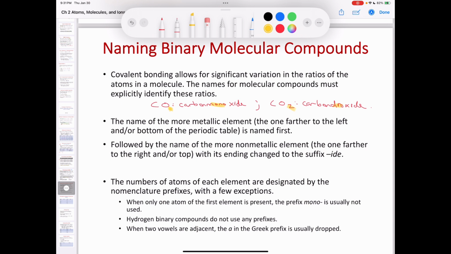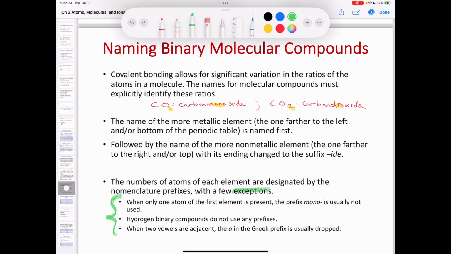So the number of atoms of each element are designated by the nomenclature prefixes with a few exceptions, right? Students maybe don't love exceptions all that much, but you have to know a few of them, okay? And it says that when only 1 atom of the first element is present, you just leave the prefix mono out of it. And both of these examples illustrate that. We don't call this monocarbon monoxide. We don't call this monocarbon dioxide. So if the first element only shows up once, just eliminate the mono.